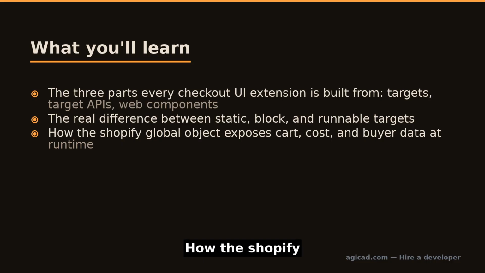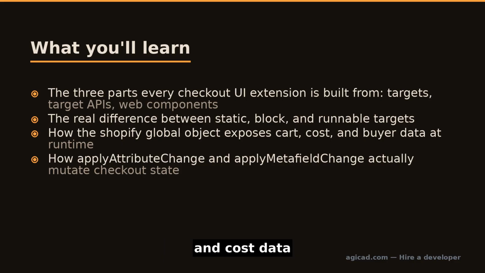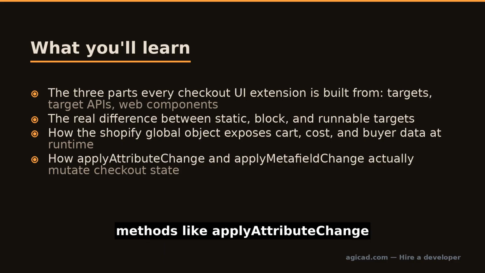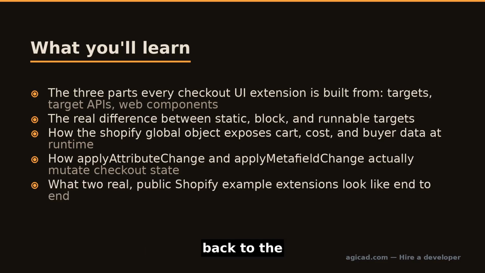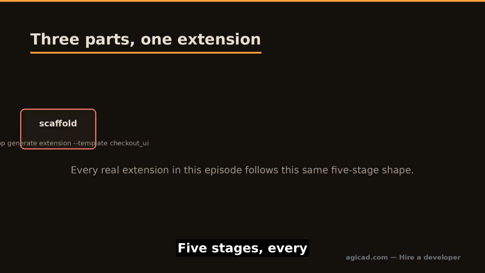How the Shopify global object hands your code cart totals, buyer identity, and cost data at runtime. How methods like applyAttributeChange and applyMetafieldChange actually write changes back to the cart, and why they're rate limited. And finally, what two real, public Shopify example extensions, a custom banner and a custom footer, look like in their entirety.